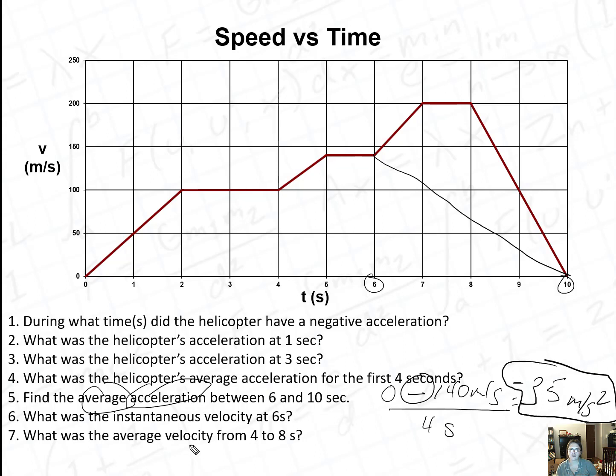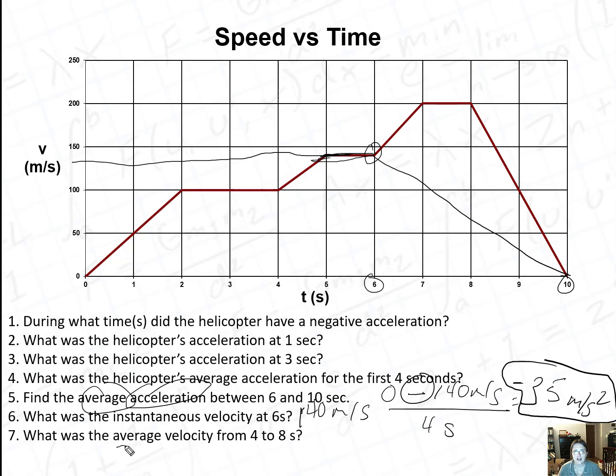And then it asks for the instantaneous velocity at 6 seconds. So when it wants the instantaneous velocity, it wants the velocity that is occurring right there at that time. This one's pretty simple just because it's not moving. So we can just come and read it over. And it is 140 meters per second.